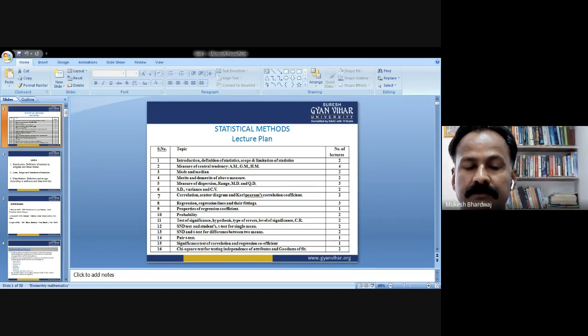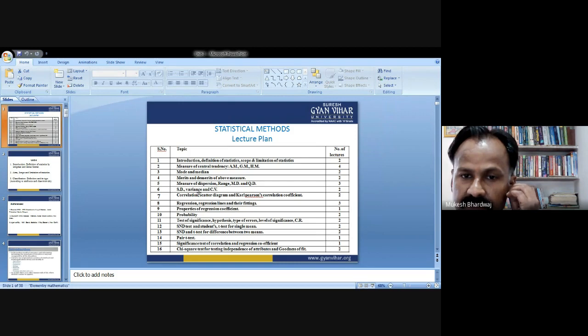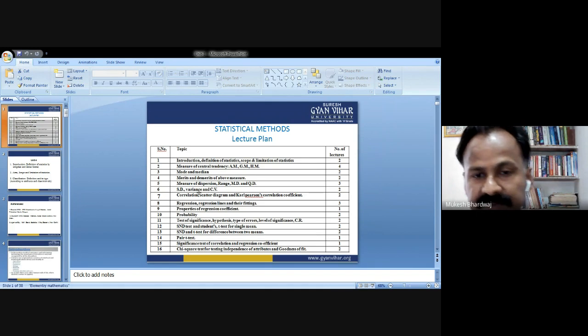I'm going to take your subject, statistical mathematic methods, and this is the lecture plan to complete this subject. This subject is completely divided into 16 subtopics. It is of two credits, one plus one, that is one theory and one practical. There is a practical in this subject.